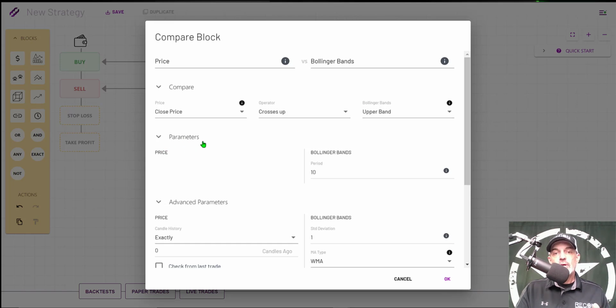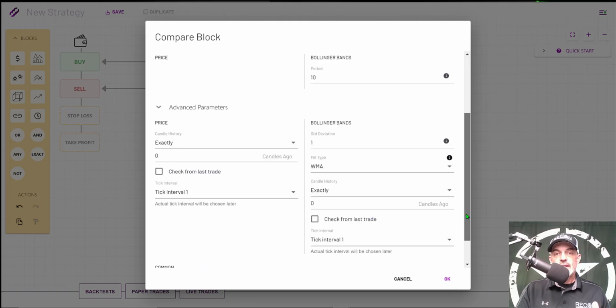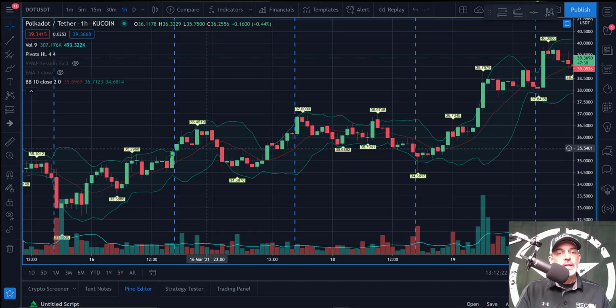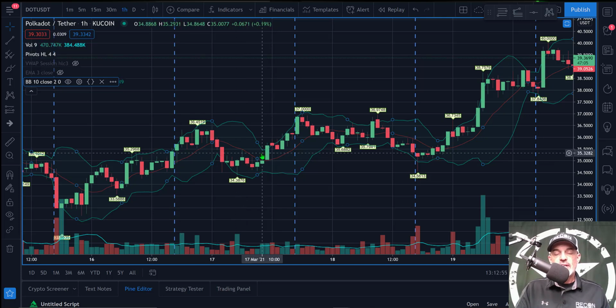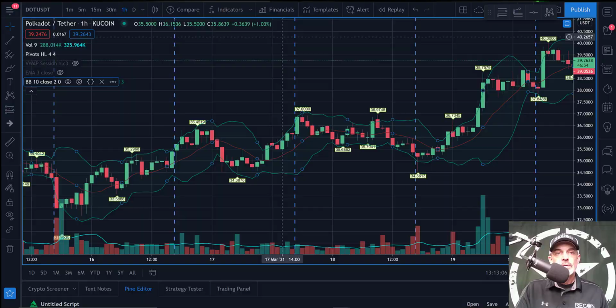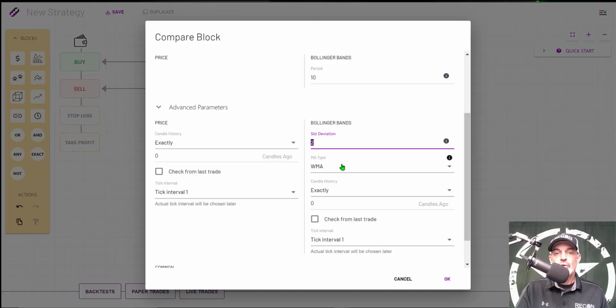And then again, under parameters, the Bollinger Bands I have set at 10. That stays the same. However, under the advanced parameters, the standard deviation I want to be 2. And what that will actually do is expand the bands a little. And the reason I select 2 on the sell side, that just happens to perform better. We get more movement out of the price and a better opportunity at a higher take profit level. And so that's why the standard deviation is 2.